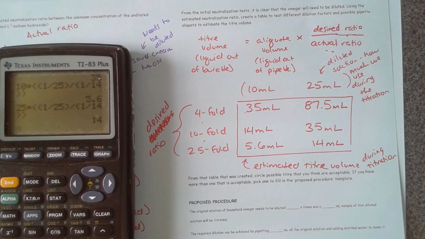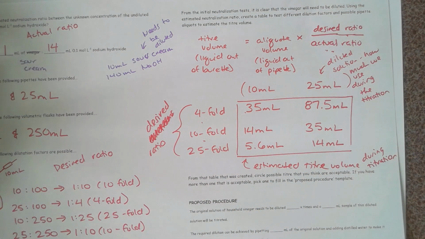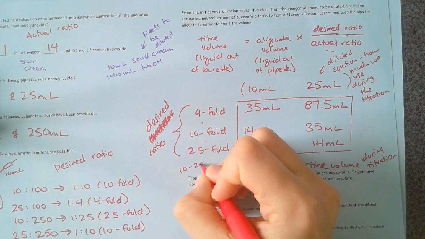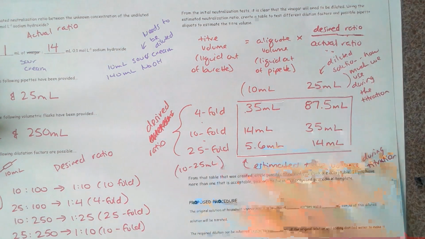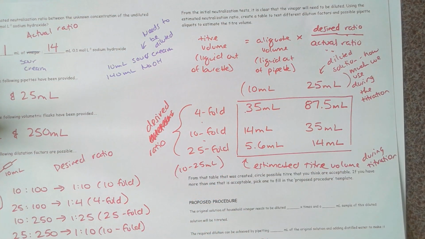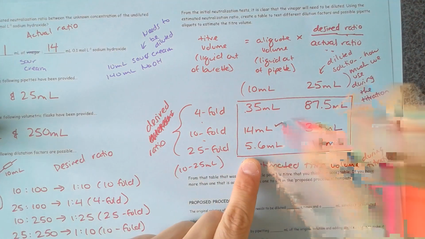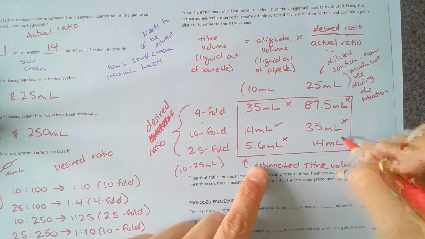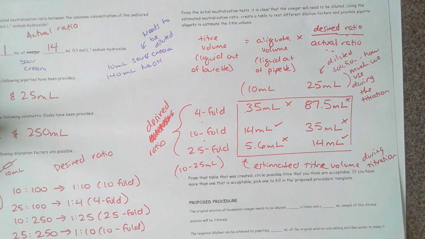Cool. All right. Now, which one should you select? We want to make sure our titrate volume is between 10 to 25 milliliters. That is the ideal range for our titrate. So I can do a 10-fold. This one's fine. These two are too big. That one's too big. That one's too small. That one's fine. So you have two options. Either of those options will be fine. I will mark you correct for either of those two. Okay?